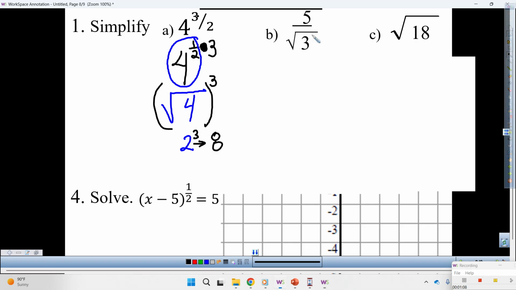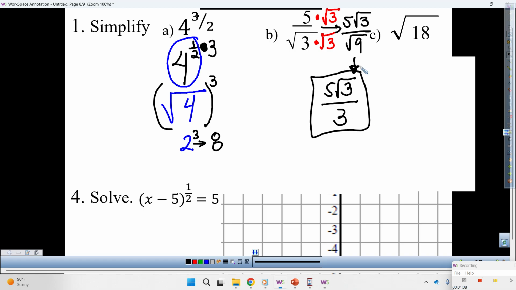Let's go to part B. Part B, we have a square root on the denominator. Can we have a square root on the denominator? No. So that means we multiply top and bottom times that square root. So square root 3, square root 3. From there, we end up with, what's in the numerator? 5 square root 3. And what is 3 times 3? Square root of 9. And last but not least, we simplify the denominator. The numerator stays the same, 5 square root 3. And what is square root of 9? 3. And that's how we get rid of the denominator.